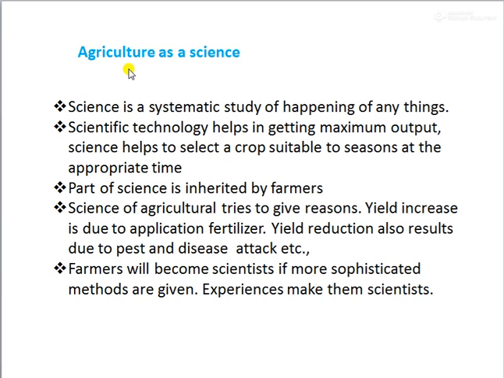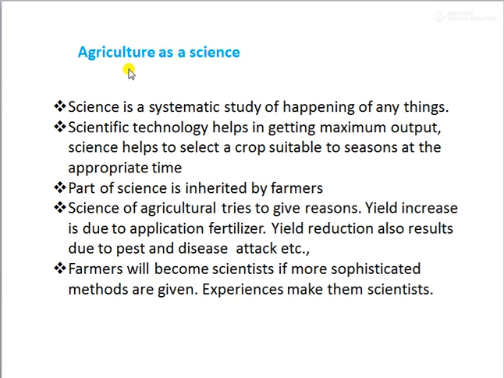Then the second aspect is agriculture as a science. Science is a systematic study of happening of any things. Scientific technology helps in getting maximum output. Science helps to select a crop suitable to seasons at the appropriate time. Part of science is inherited by farmers.